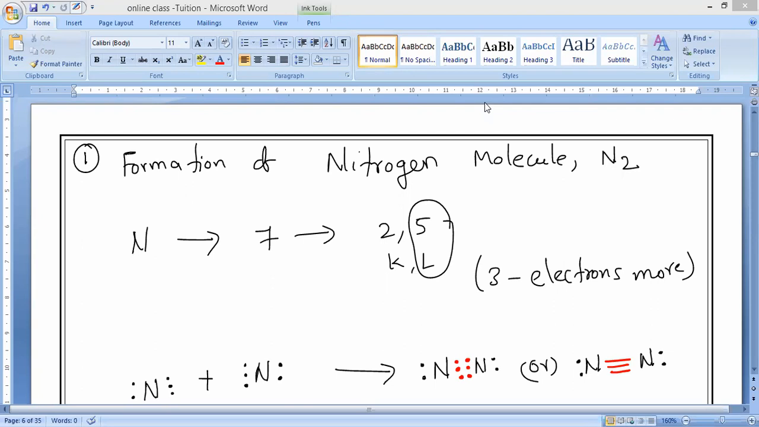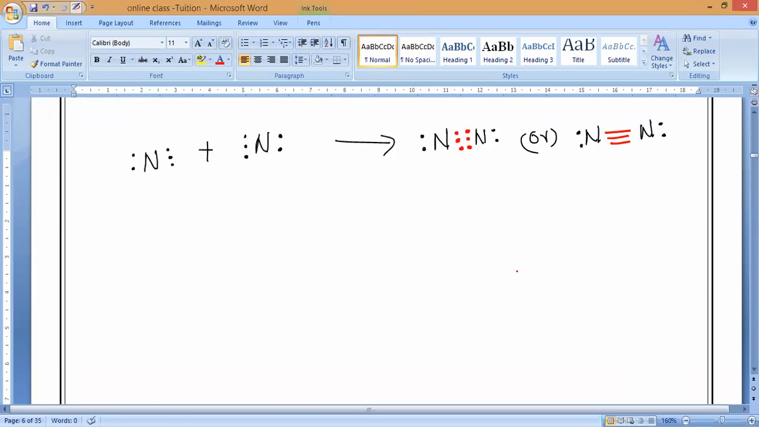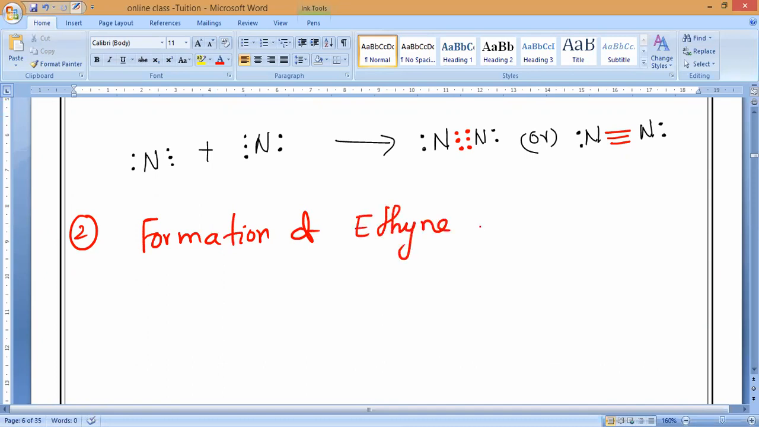Clear? Next. Second example. Formation of ethane molecule. Anybody can say? What is the formula? C2H4. Ethane molecule. C2H2. What is that?